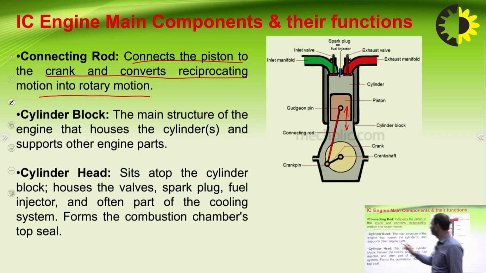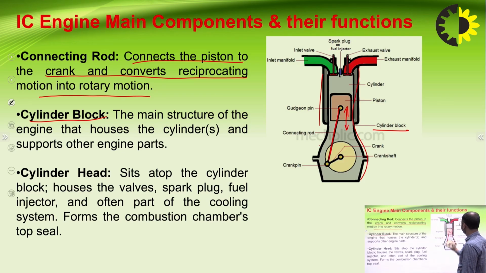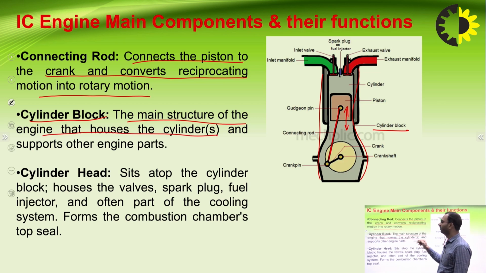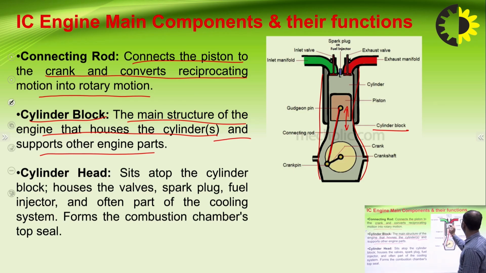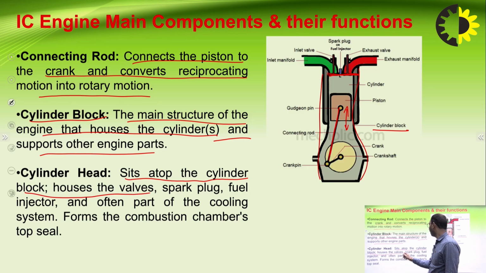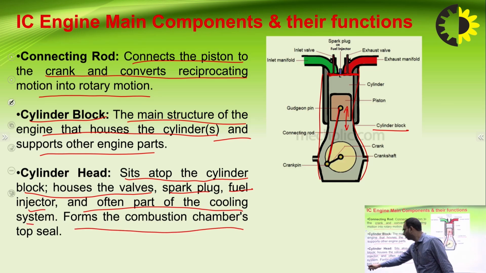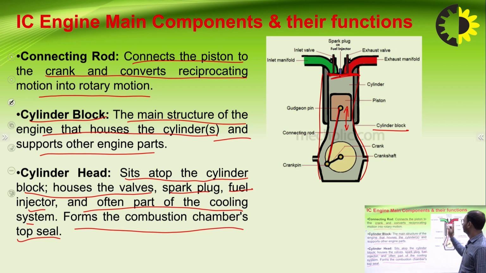Then another one is cylinder block. What is cylinder block? This block is called cylinder block. The main structure of the engine that houses the cylinder. It may be one or more than one, and supports the other engine parts also. Then what is cylinder head? This one is called cylinder head. So basically, it sits atop the cylinder block, houses the valves, spark plug, fuel injector, and is often part of the cooling system. It forms the combustion chamber top.